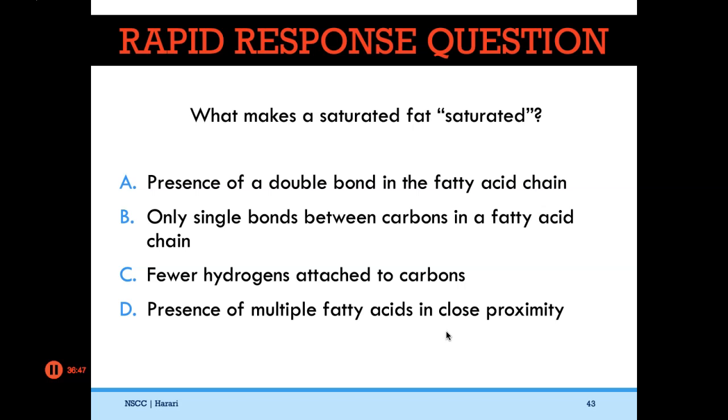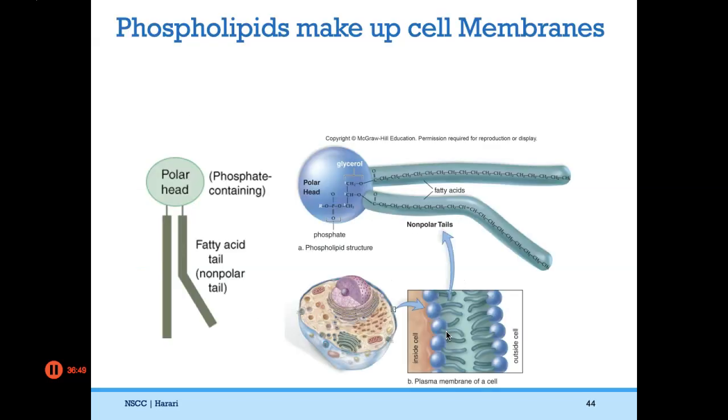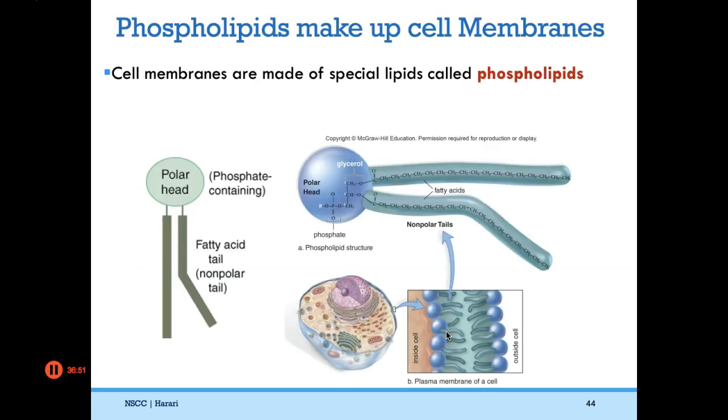And the answer is B. So now we'll talk about phospholipids. Phospholipids are important in cell membranes. Cell membranes, something that every single cell in the universe has, are made up of phospholipids.